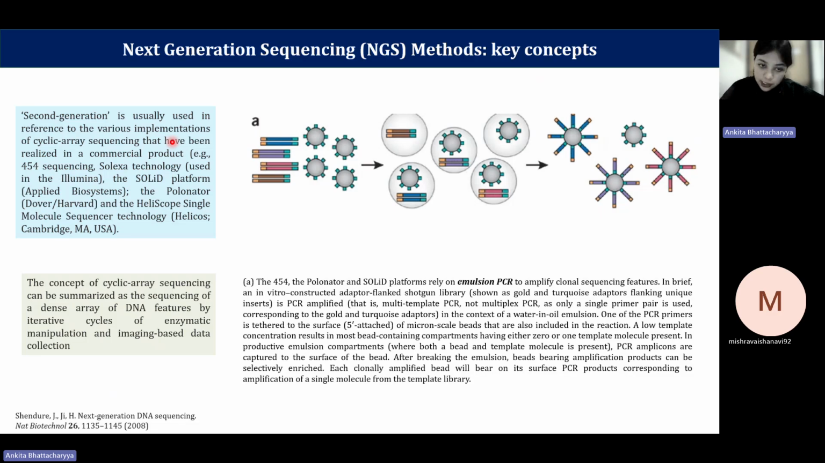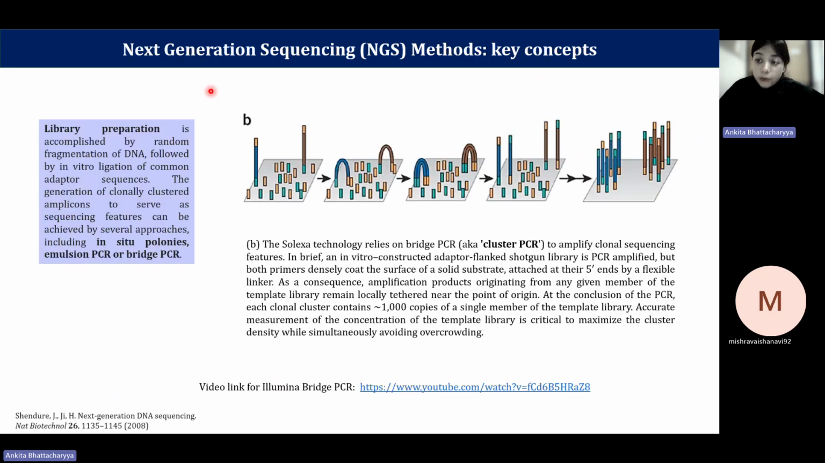So emulsion PCR is another strategy, and the third one that we'll talk about was an unbelievable step that was taken forward by Illumina, and it is called the bridge amplification strategy. So that's what we'll discuss. But I hope you understood your query. We are only talking about library preparation for now.